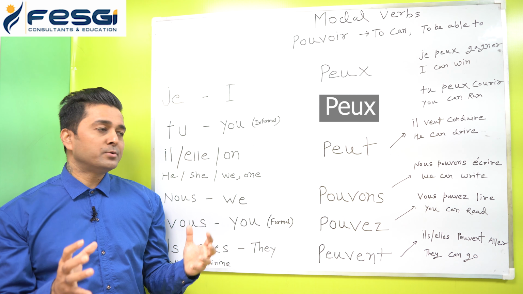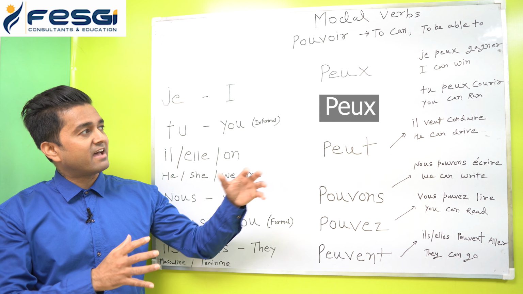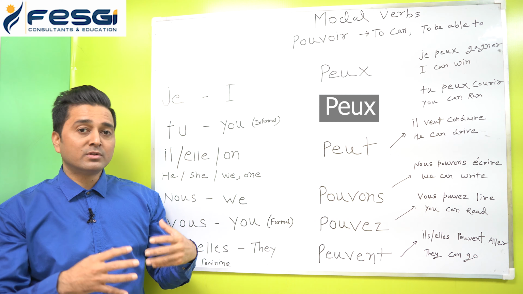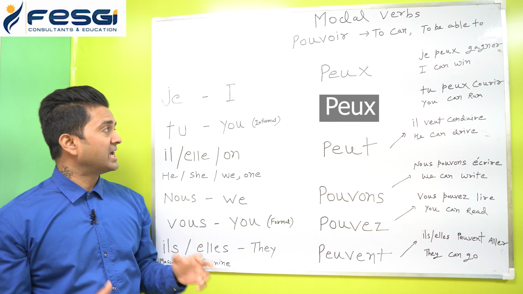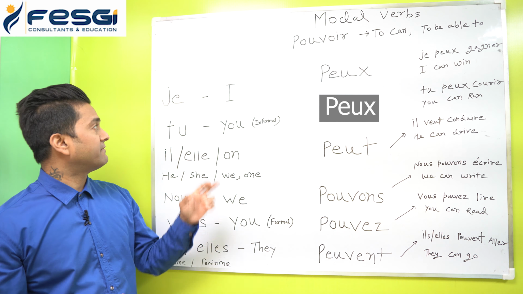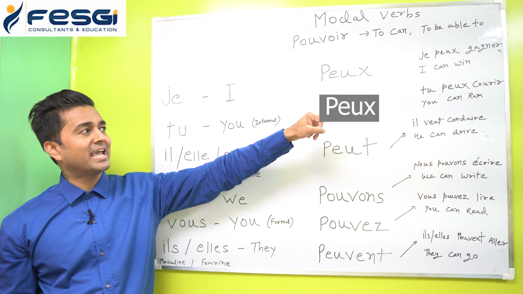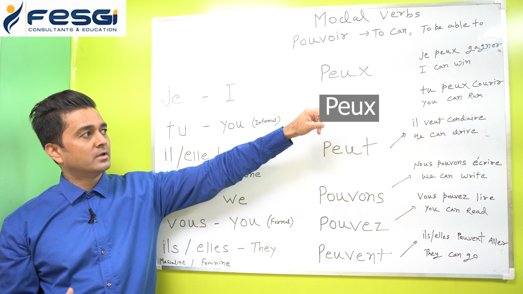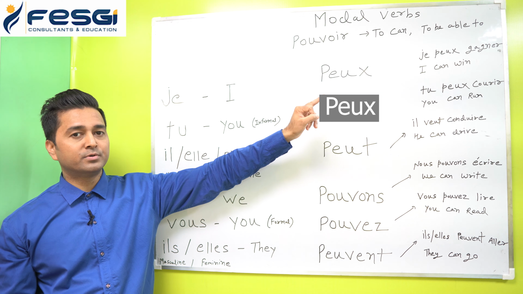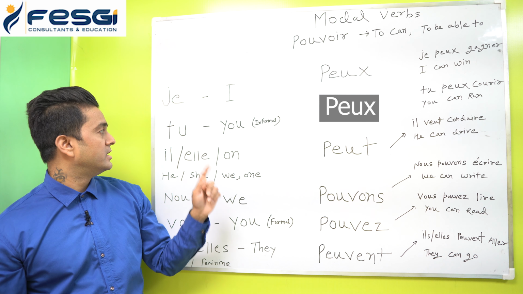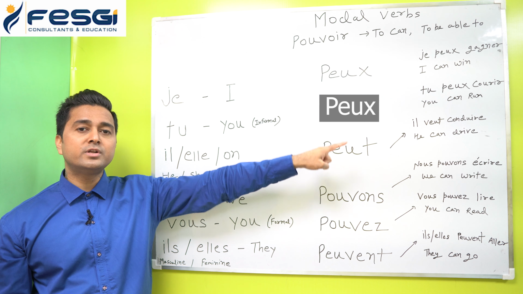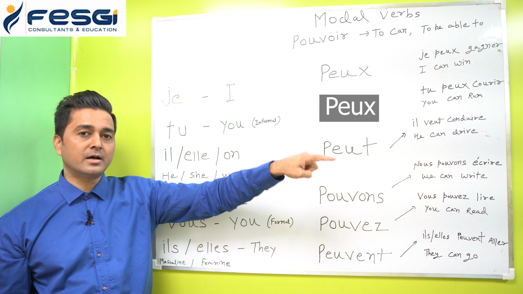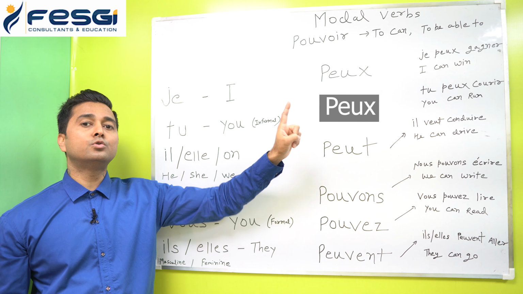And now let's try to understand with the examples, because I have made some examples for you, and this will also make it easy for you to use in a sentence. So first we have je peux gagner, that means I can win. Gagner is the verb and the meaning is win. So je peux gagner, I can win. Here tu peux courir. Tu peux courir, that means you can run.